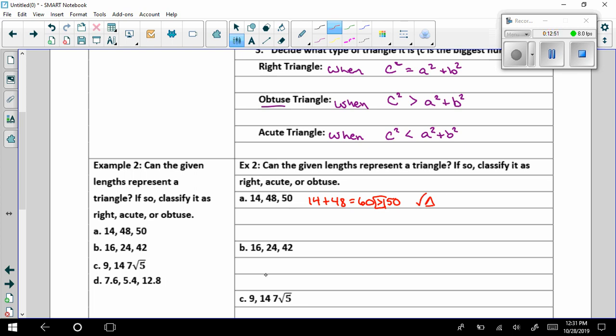All right. So c squared is your longest side squared, which is 50 squared. So 2,500. a squared plus b squared is the sum of your shorter sides squared. So you type that in your calculator, you'll see that it's 2,500. Well, if I compare the two, 2,500 and 2,500, those are equal, so this is a right triangle.